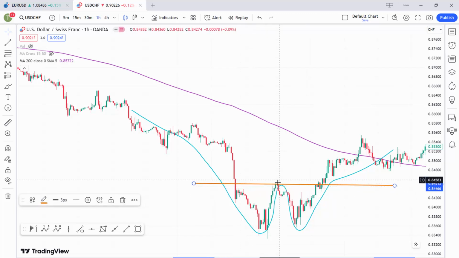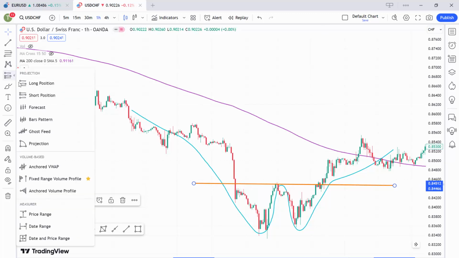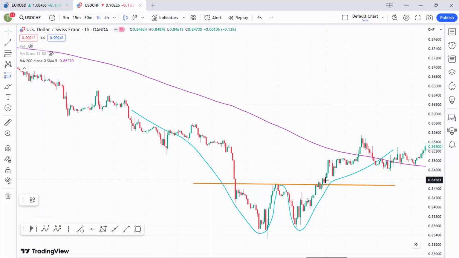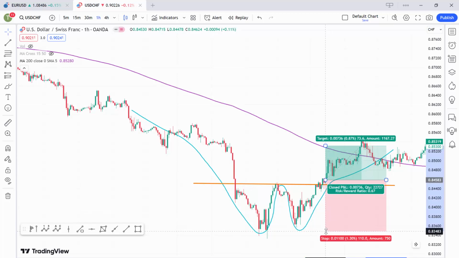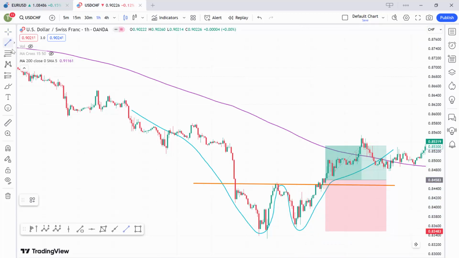This is the neckline, but we can see that price was moving around about here and price was struggling to break through, but finally did break through. So in this particular trade, we would enter a long position around about here. We place the stop loss just below the second bottom, and then the take profit, we calculate the distance between the neckline and the lowest point of the price.